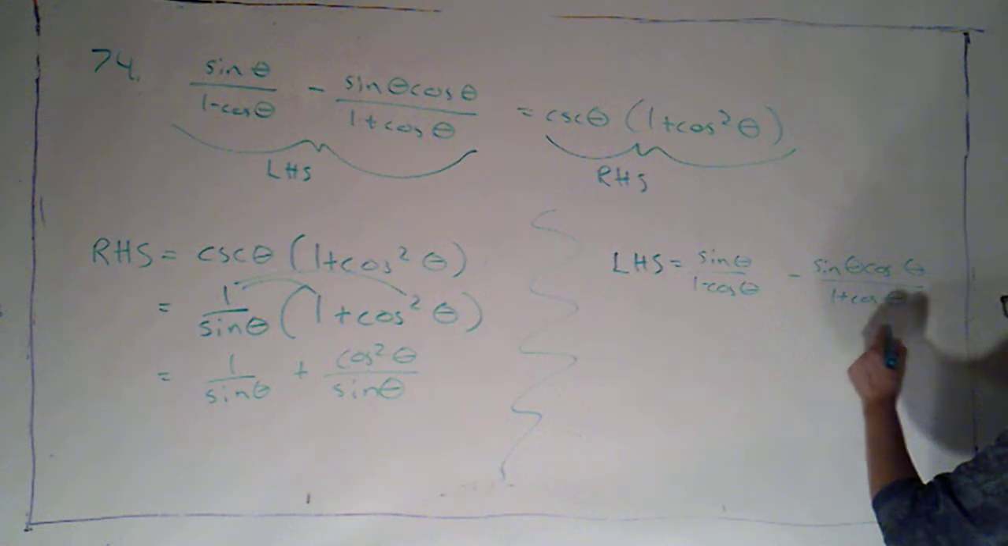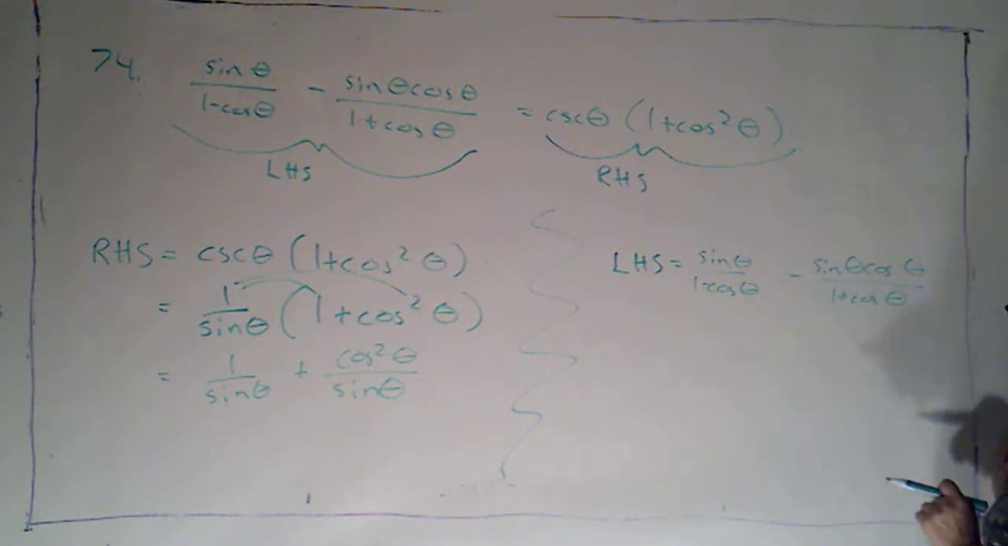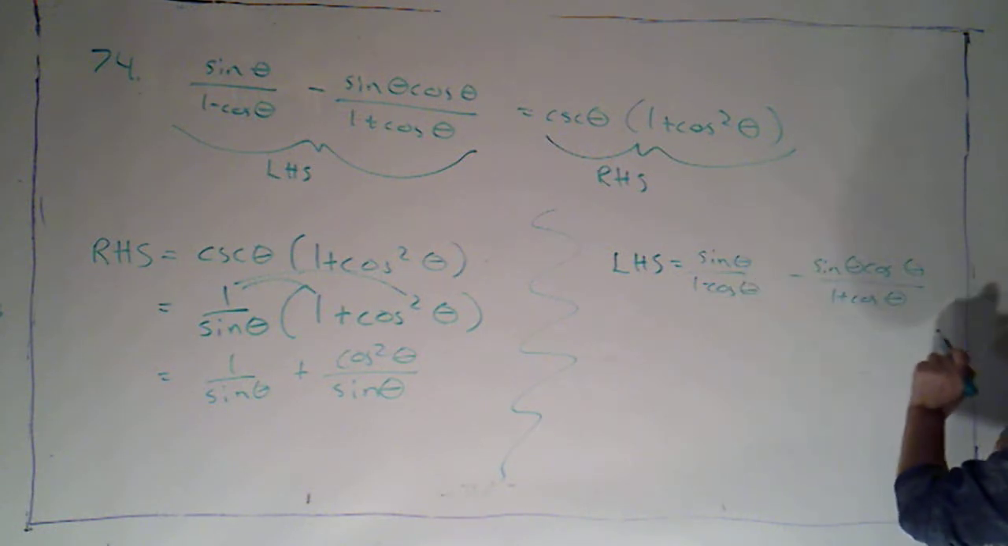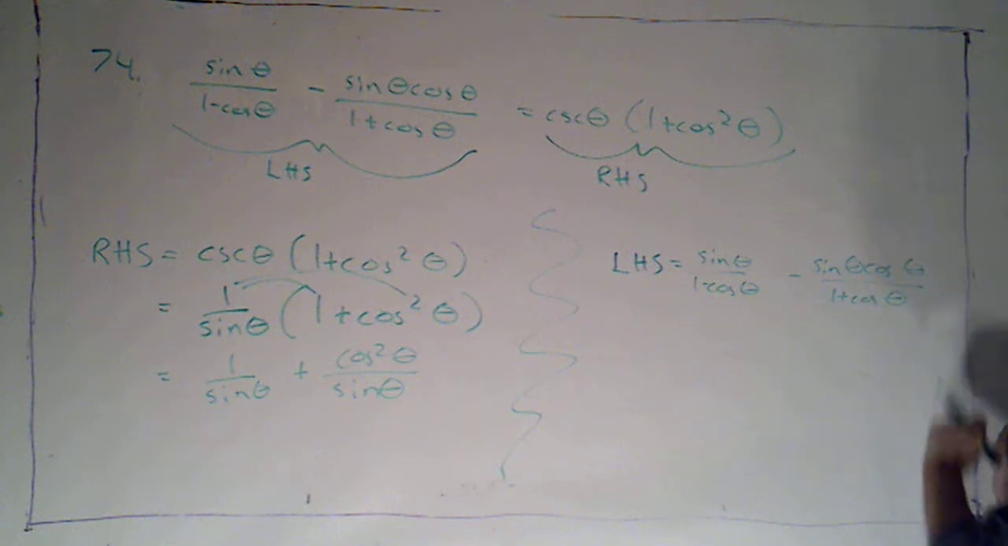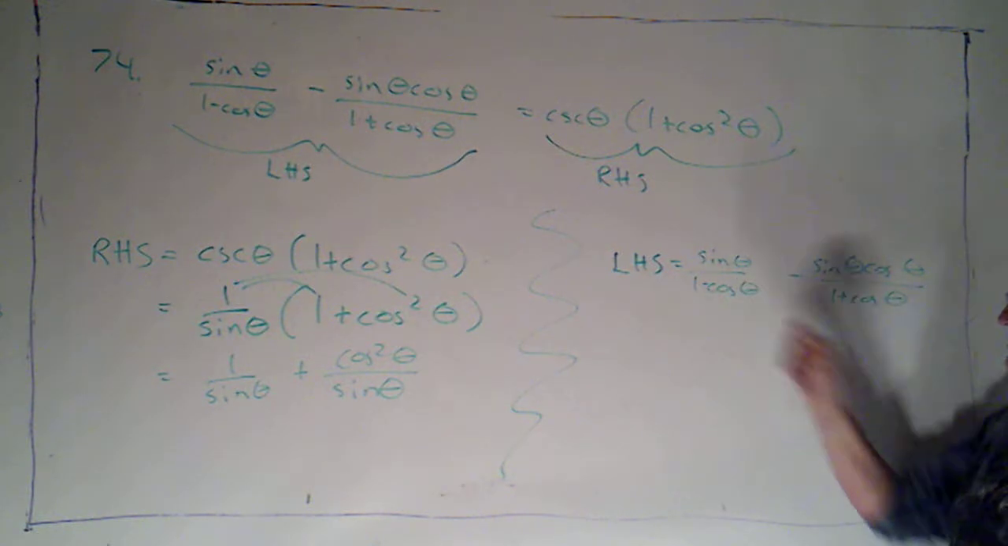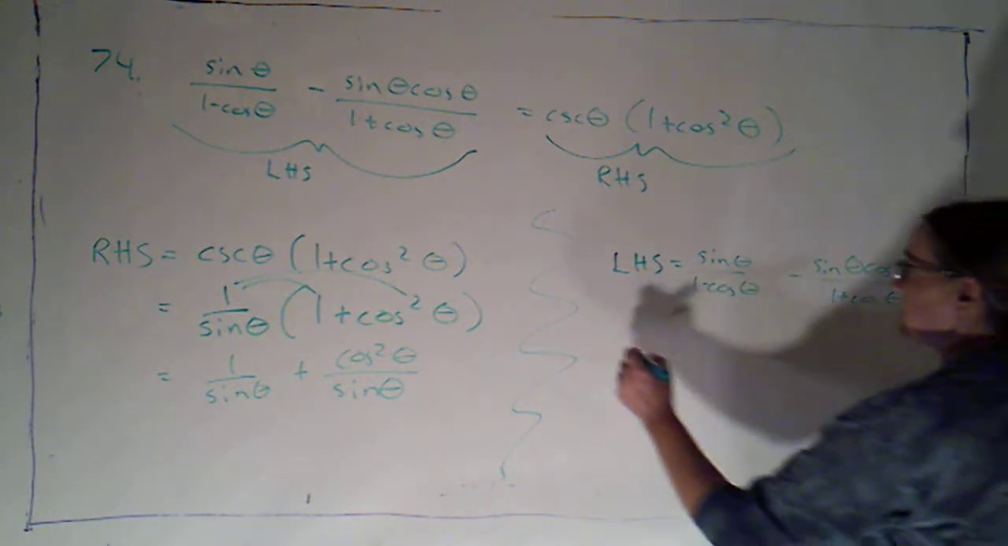Now, I kind of like here that this is already in terms of just sines and cosines. I'm thinking I probably want to find a common denominator to simplify this by actually doing the subtraction. So these two denominators don't actually have any factors in common.